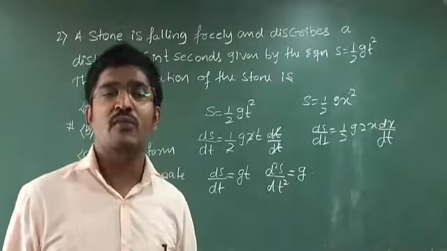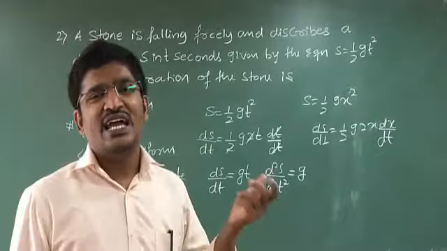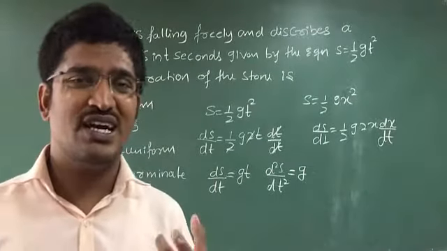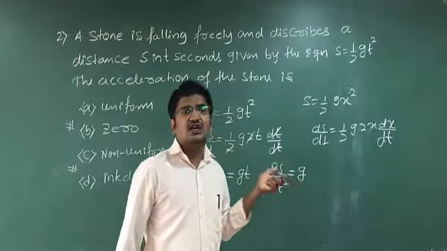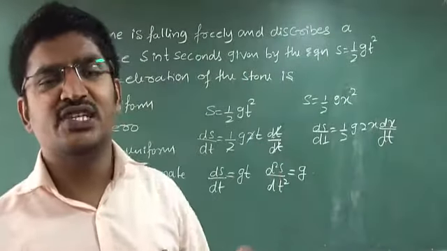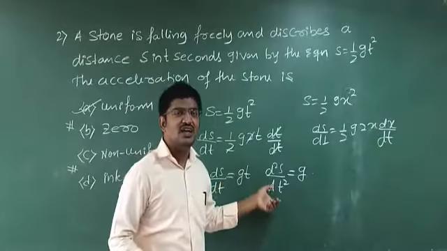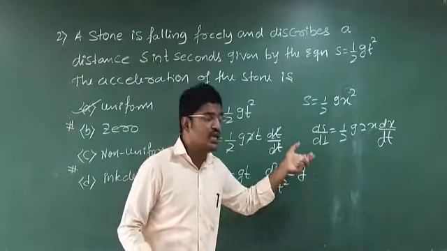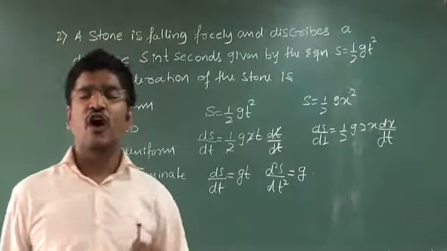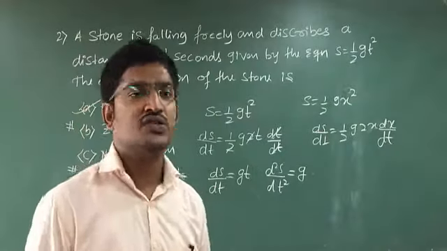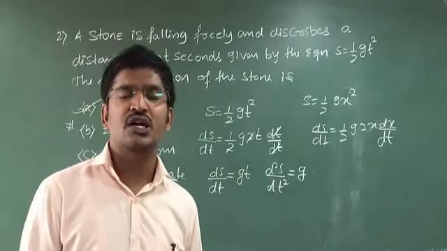Clear? But keep in your mind, whenever a particle is moving freely in space, it will always be under the force of gravity. That is your G. So here G is gravity, that is constant. So again it is in uniform motion. Clear? Because we got d square s divided by dt square equal to G, where G is constant. That's why again it is in uniform motion. Are you clear? So now we have solved the second problem. Let us go for the third problem.